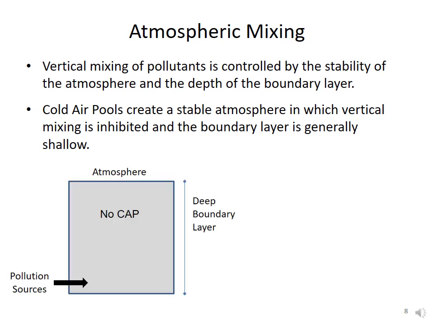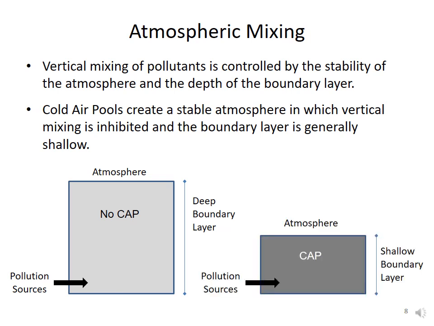So here we have a situation where we have a deep boundary layer and no cold air pool, and we put in a certain amount of pollution, and it's diluted through mixing throughout the depth of the boundary layer. You can contrast that with a situation where we have a shallow boundary layer because we have a cold air pool. We have the same emission sources that are being put into this smaller volume. Because the dilution is less, the measured concentrations are higher, and the air, in fact, is more unhealthy in that situation.